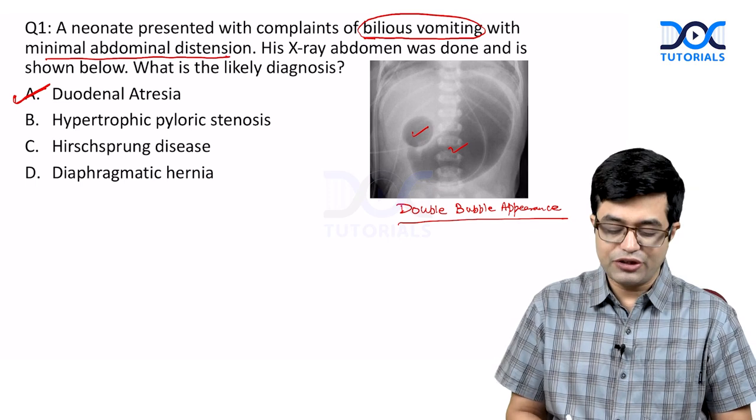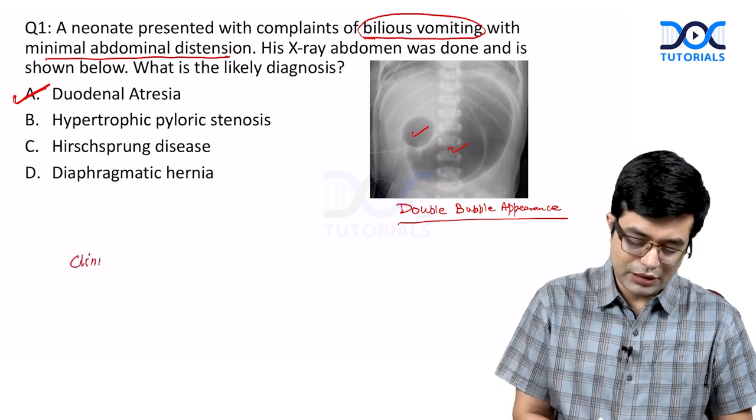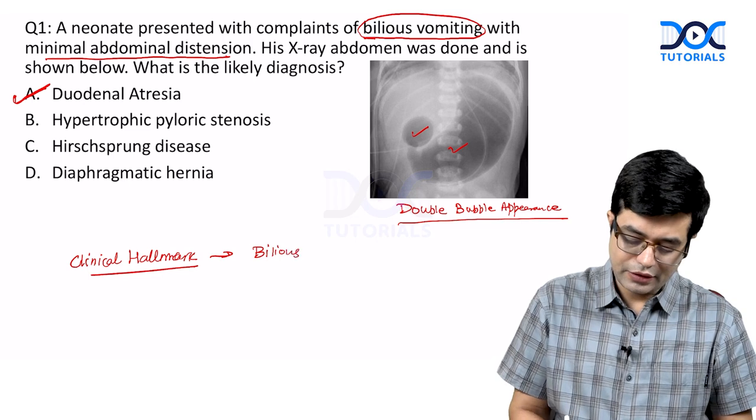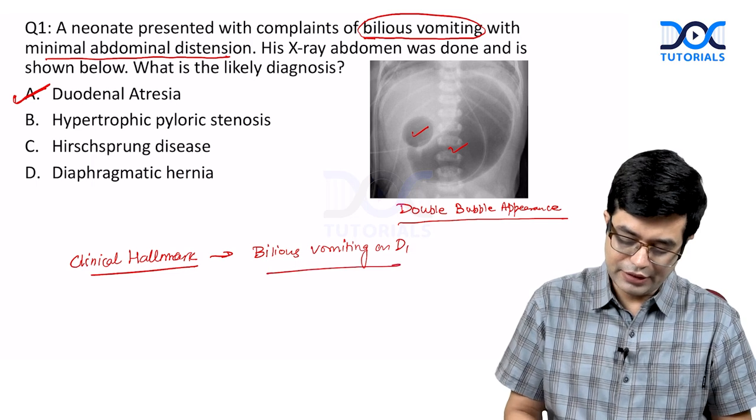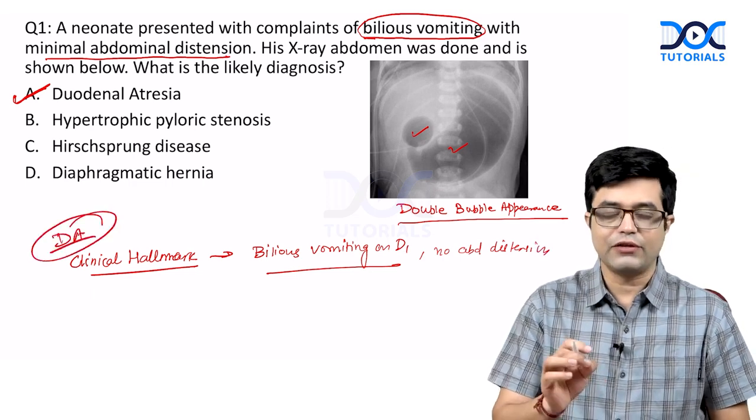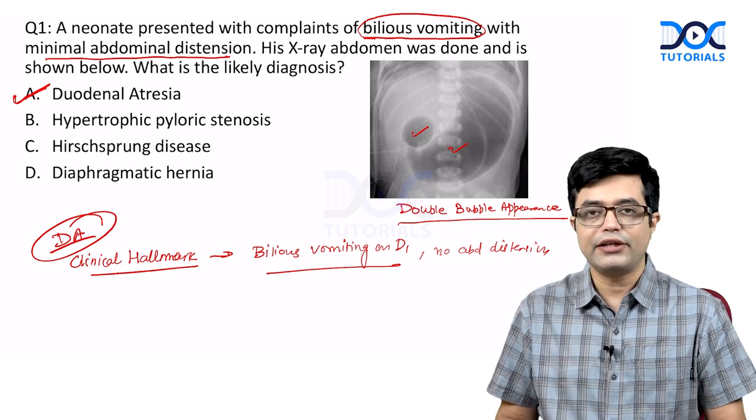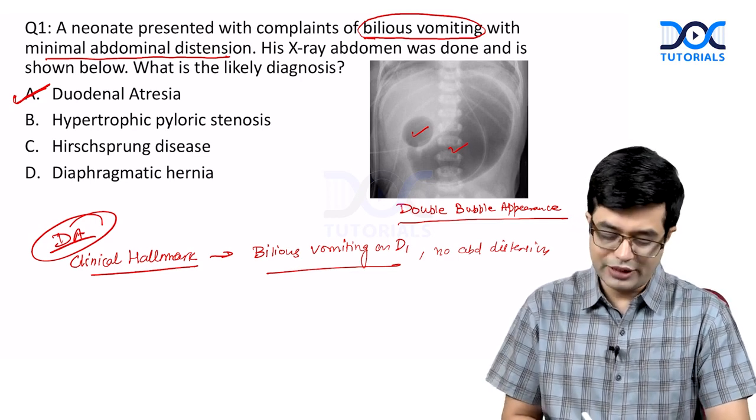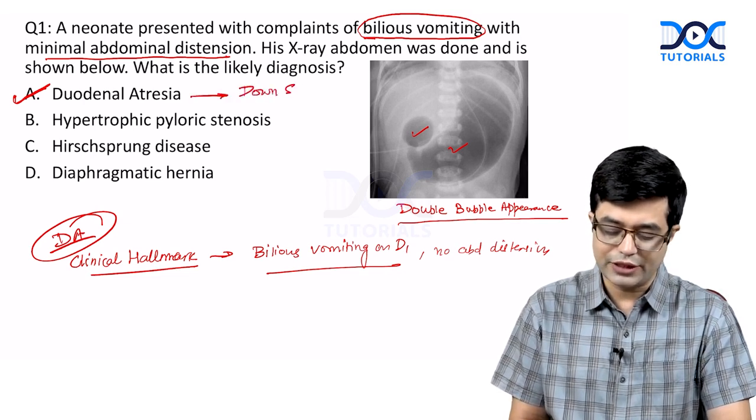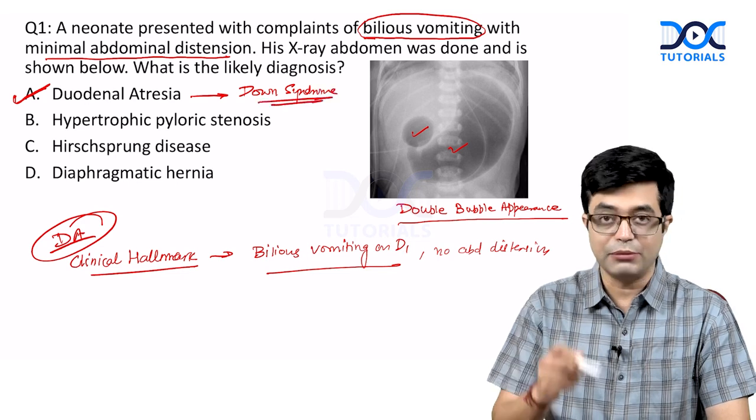Remember that the clinical hallmark of duodenal atresia is always bilious vomiting on day 1 of life, but there will be no abdominal distension. This is the typical presentation of duodenal atresia. Duodenal atresia is one of the most common varieties of intestinal atresia, particularly common in Down syndrome. So an additional point you can remember for future exams is that duodenal atresia is very common in Down syndrome, that is trisomy 21.